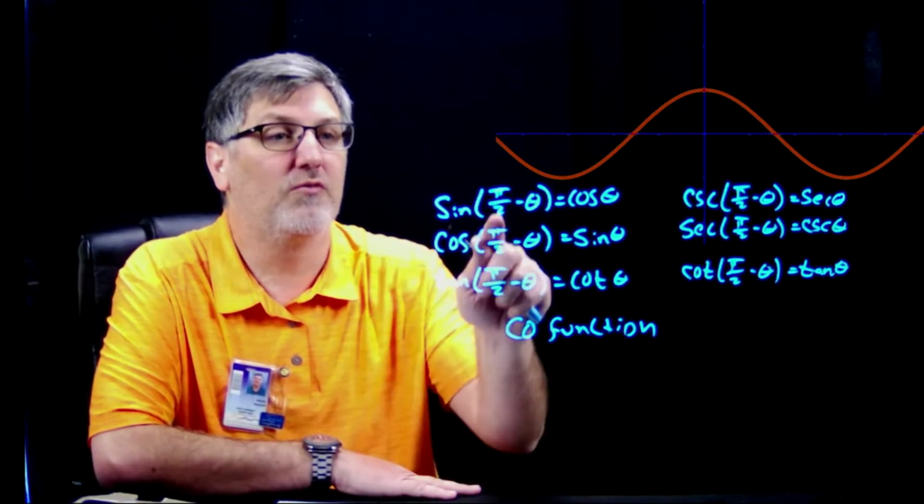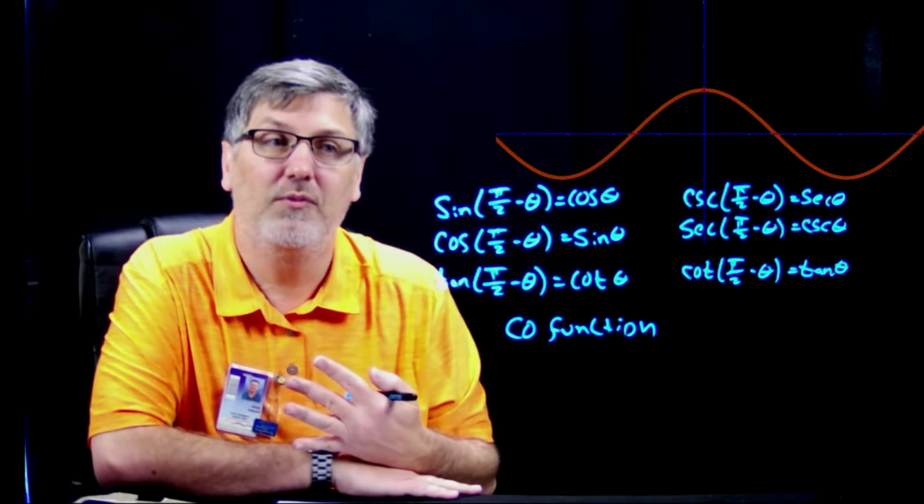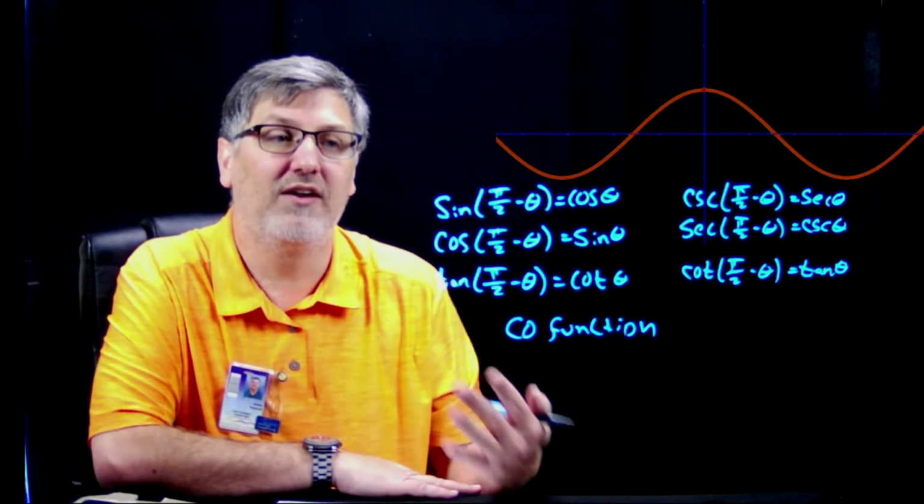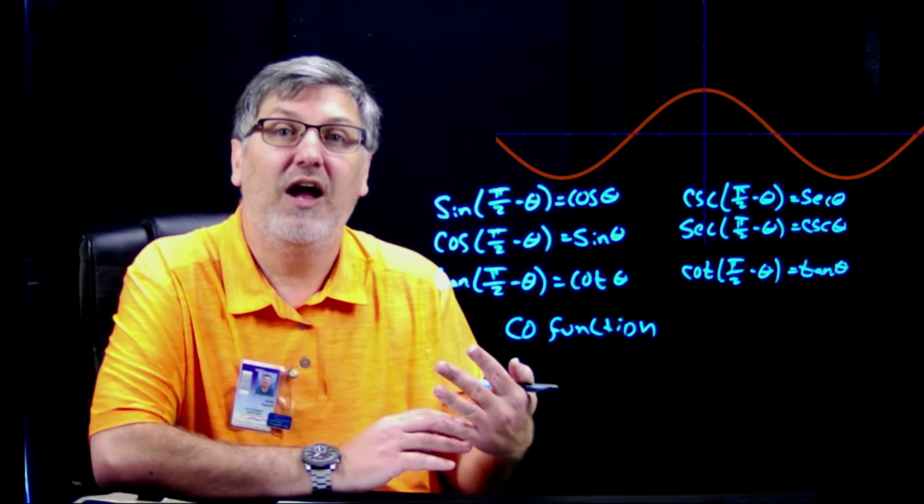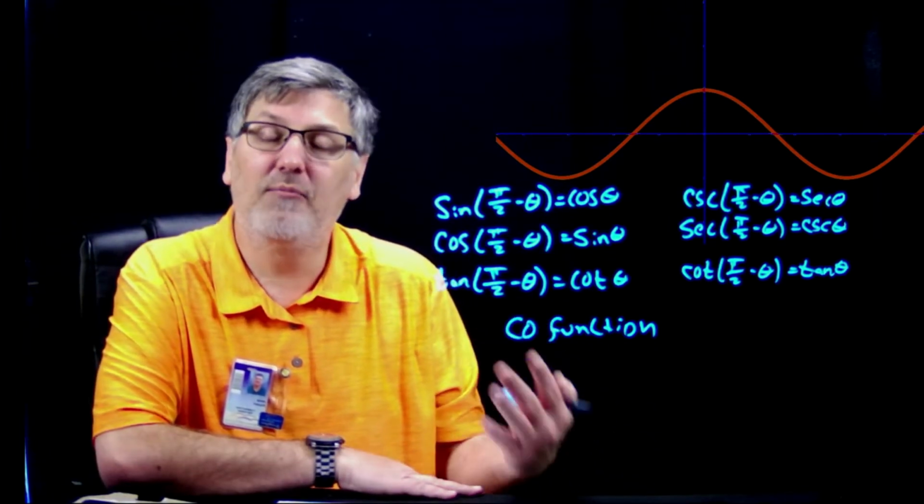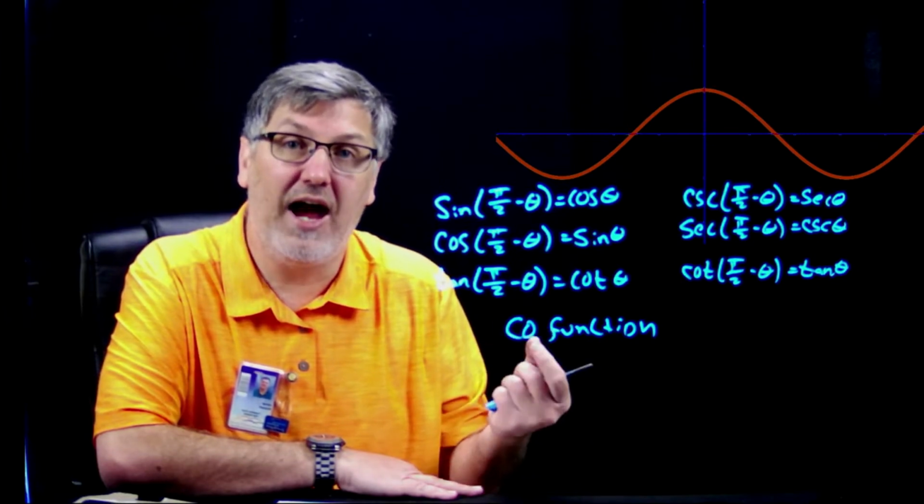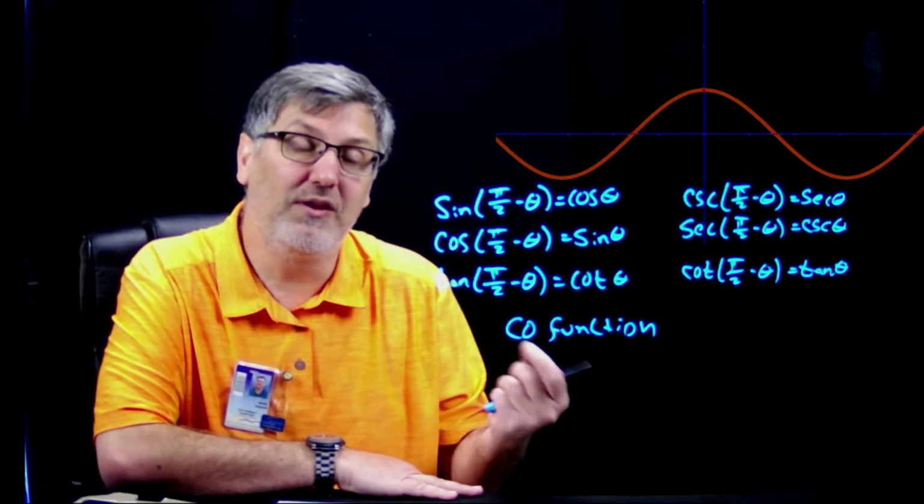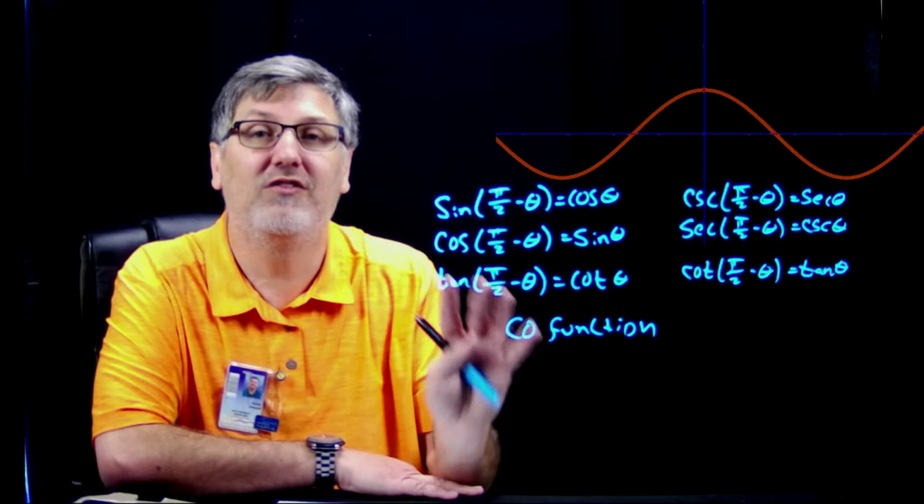These cofunctions, pi over 2 is 90 degrees. And if I take 90 degrees and subtract an angle from it, I'm going to get a complementary angle. So really, if I take my sine and my cosine angles, if they add up to be 90 degrees, they're going to be the same value. And that's what this is really telling us.